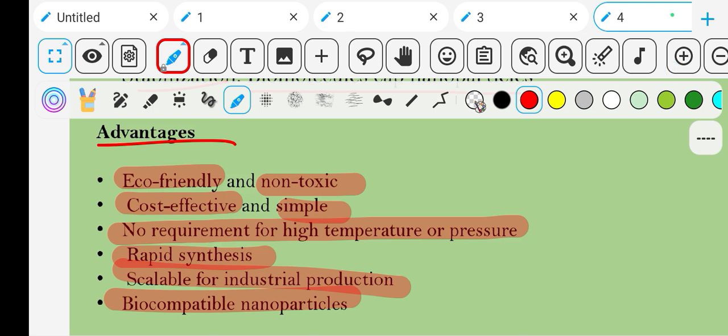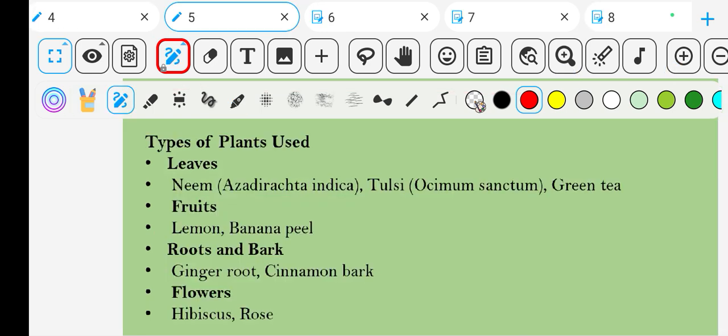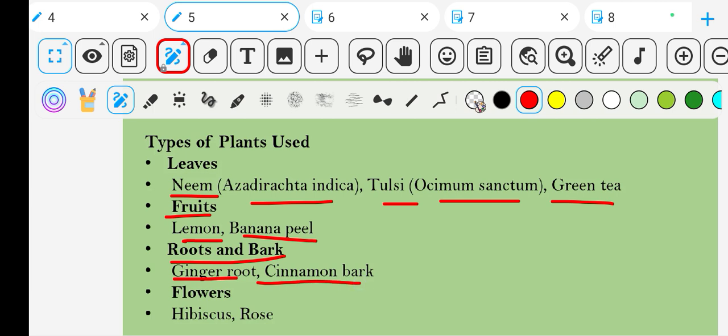Then what type of plant can we use so that it is more effective? In leaves we can take neem, tulsi, green tea. There are their scientific names. Then in fruits you can take lemon, banana peel. In root and bark you can take ginger root and cinnamon bark. In flowers you can go with hibiscus and rose.